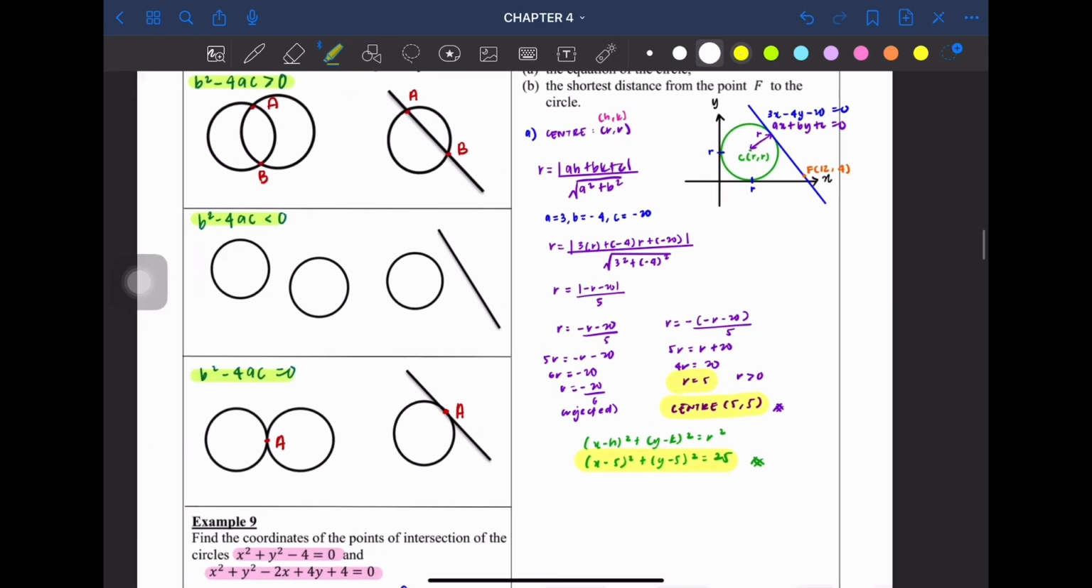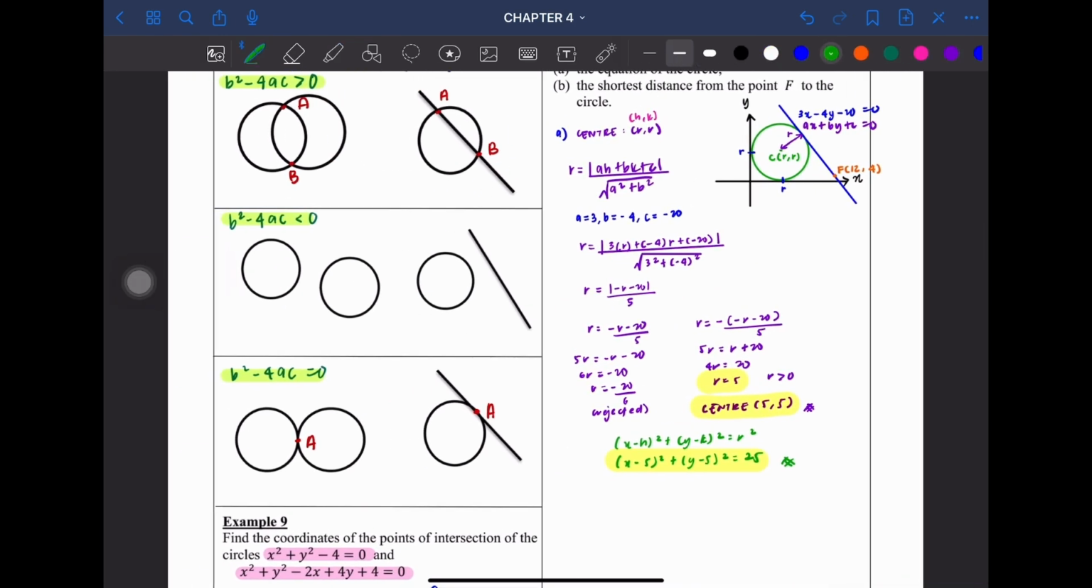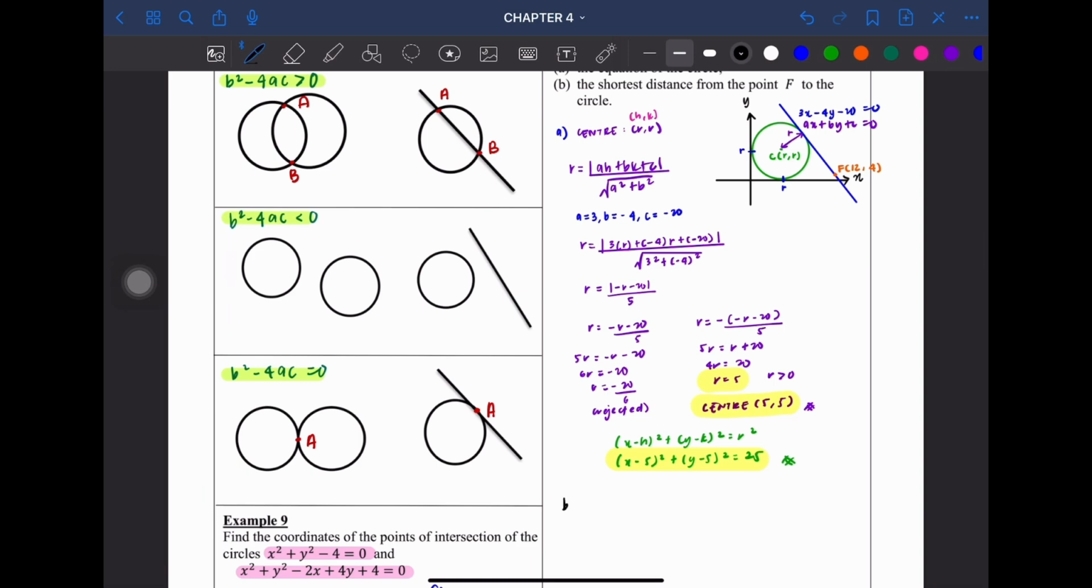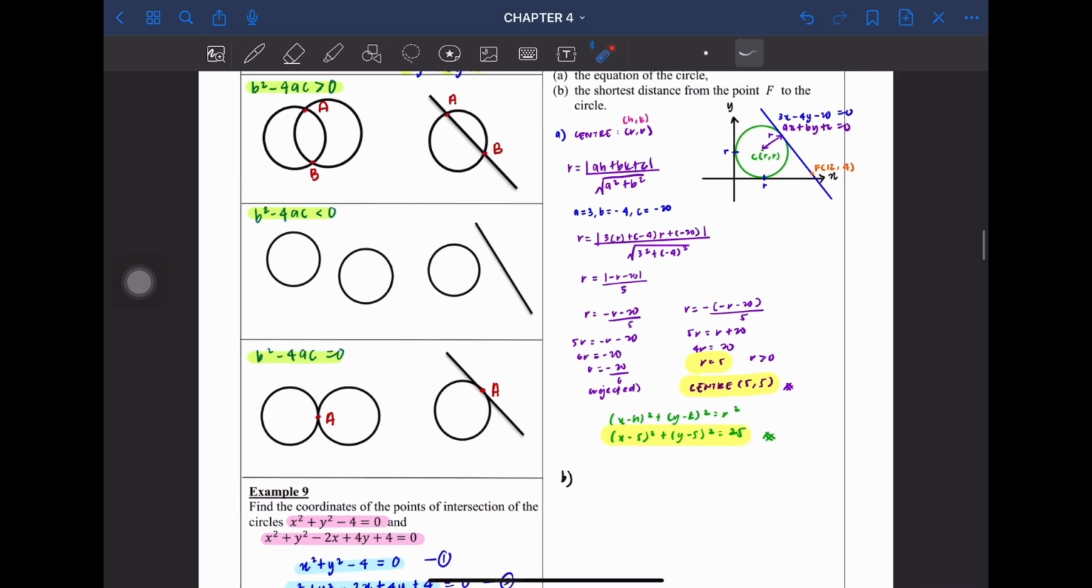Okay, for the second part of the question, you have to find the shortest distance from point F to the circle. The shortest distance is actually here. Wait, I'll draw it for you. So we have the circle.